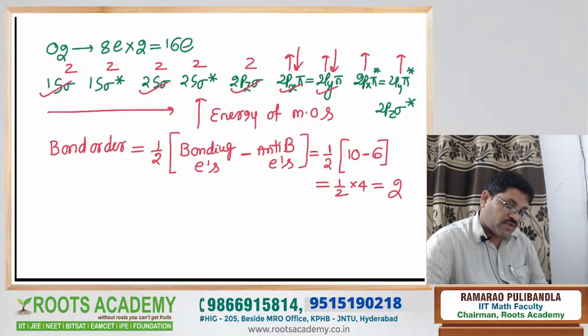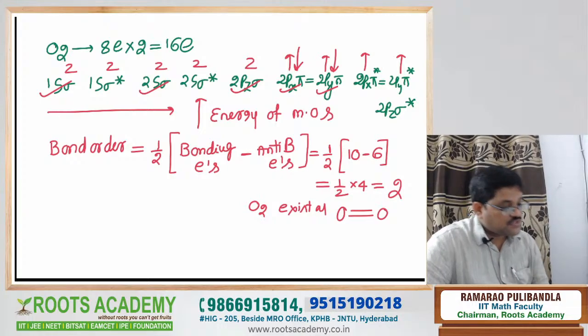Bond order 2 means what you write? O2 gas. You write like this: O2 gas exists as O double bond O. And the next one we ask about is the magnetic nature. Come to the magnetic nature of this O2 gas.